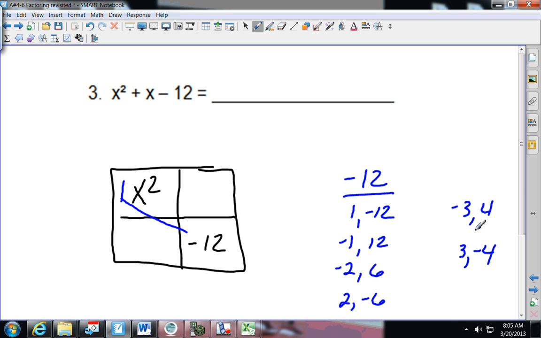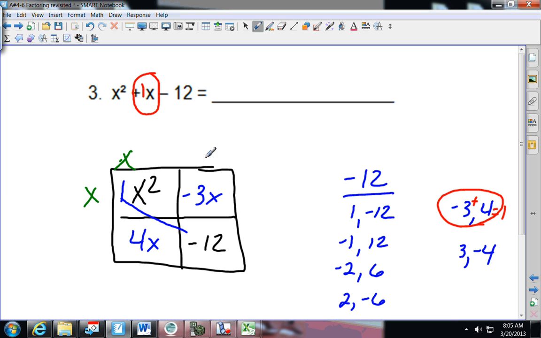You could have found that in the calculator if you didn't know it. I need the factors that equal this middle term, which is a positive 1. Right here, when I add these two together, I get a positive 1. These should have been your factors. So I have negative 3x and 4x. X squared splits up as x and x. X times negative 3 gives me negative 3x. X times 4 gives me 4x. So my factors become x plus 4 times x minus 3.